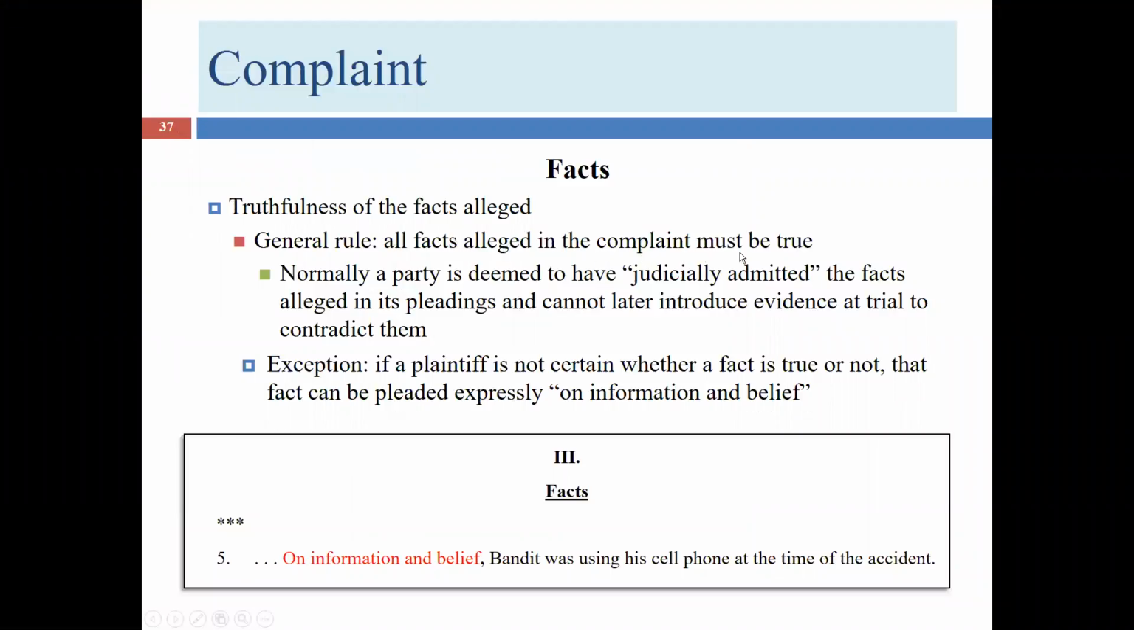All facts alleged in the complaint have to be true. Okay, this is a little tricky. I mean, you're not going to be surprised by that. Obviously, you can't go around lying to the court. That's not a good thing. But sometimes you don't know. You as the plaintiff don't know everything that's going on. And we'll see this in a second with the Jackson matter.